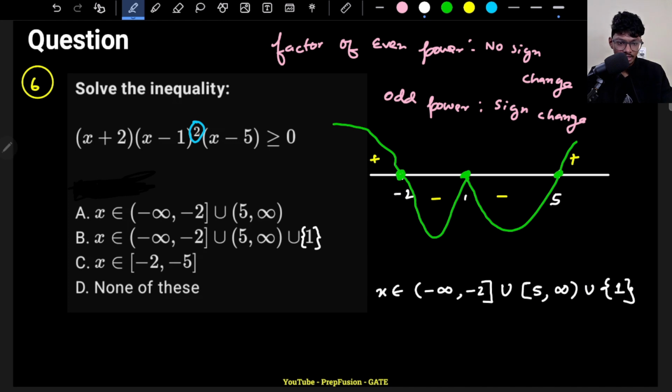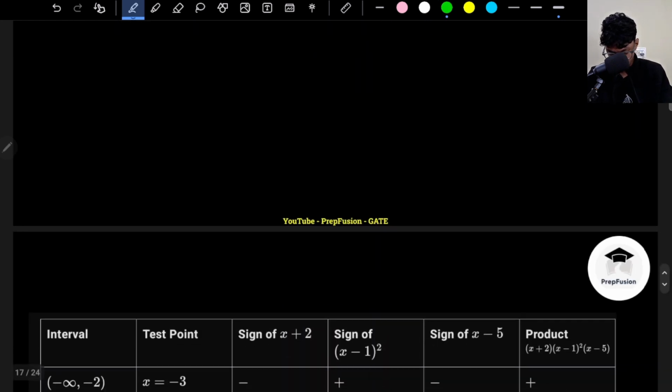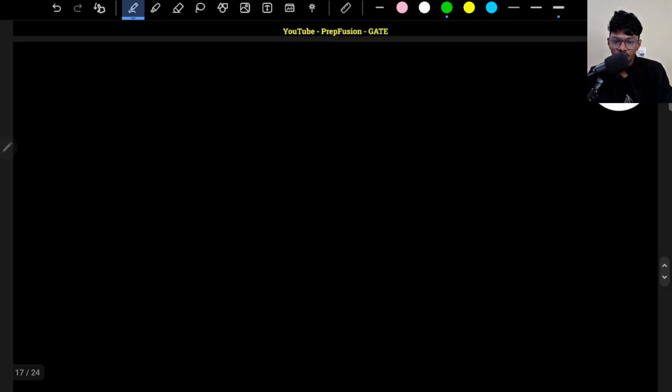This will simply be 1. Okay, so my answer will be option B in this case. Okay, so this is how you solve the wavy curve method.